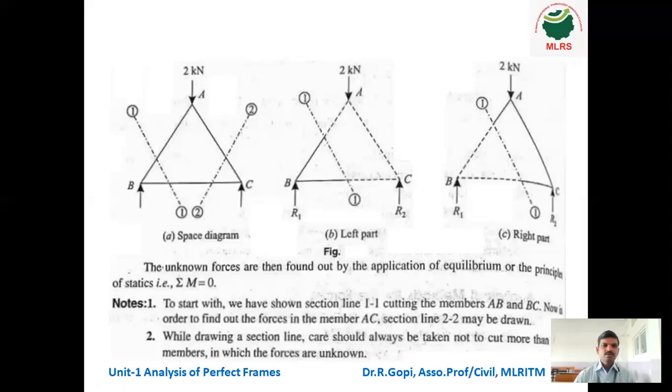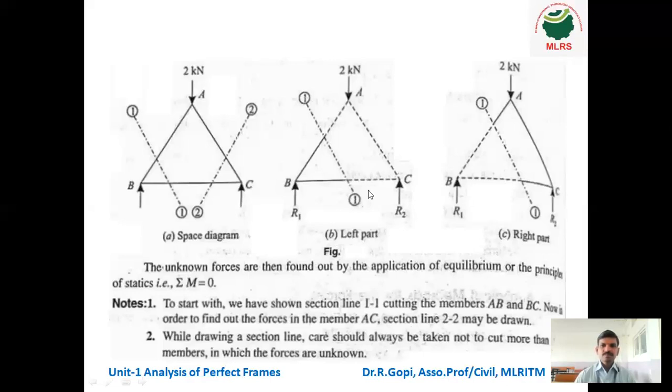Now you can see notes 1 and 2. To start with, we have shown section line 1-1, cutting the members AB and BC. Now, in order to find the force in member AC, section line 2-2 may be drawn. First, section line 1-1 should cut, as you can see in figure B. First I want to know the forces in BC and BA, so we have to draw the section line here.